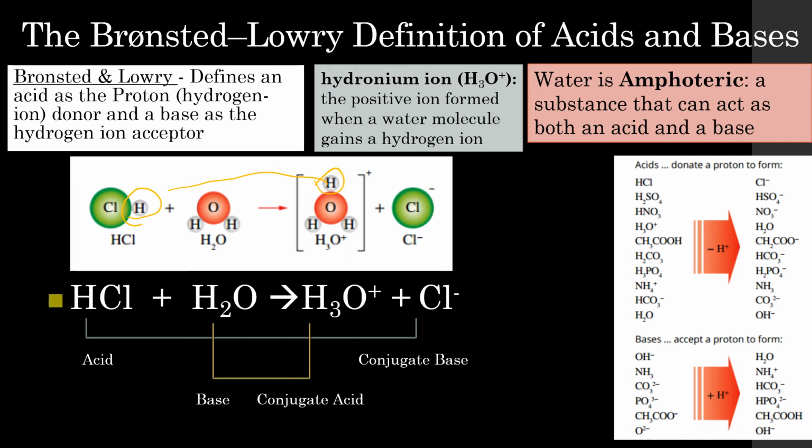We've got sulfuric acid, nitric acid, hydronium. The next one is ethanoic acid, and so on. So we've got a few acid and base pairs here for you just to have a look over.